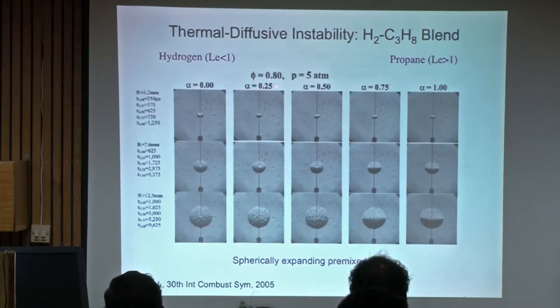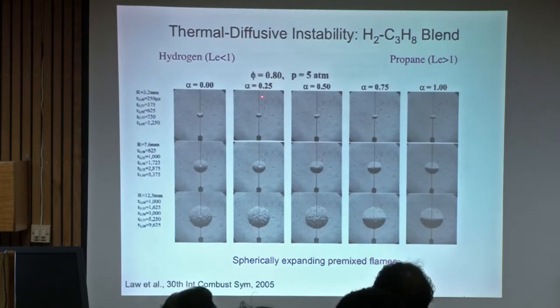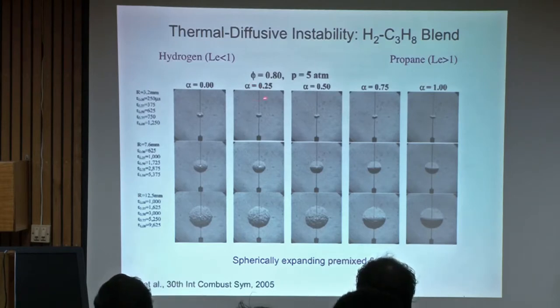Now if you increase the amount of propane, so this is pure hydrogen, this is pure propane. So in between you have different blends, 25% propane, 75% hydrogen. So here you don't see those wrinkles.